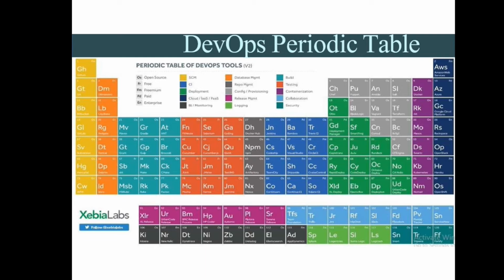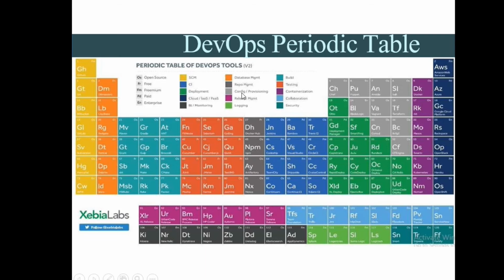So these are all the various models, and they have listed down the tools which are used for SCM, that's source control management, and for CI, which is continuous integration. They have listed all the tools in CI. And next is deployment: what are all the deployment tools available? Next are the cloud providers, then the monitoring tools, then database management, and then repo management.